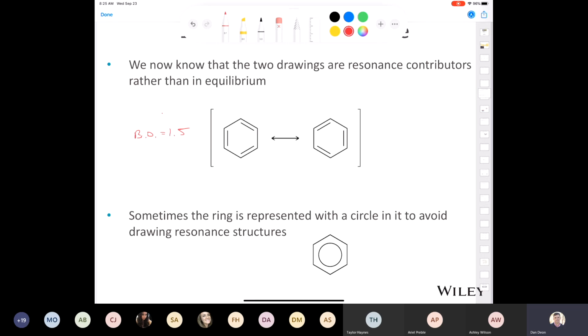And that's why sometimes we like to draw a benzene ring with a circle in the middle like this to avoid drawing resonance structures. Now, there's an old joke, an old gag about somebody putting this kind of structure up at a conference, and then somebody saying, why is there an oxygen inside of a cyclohexane?